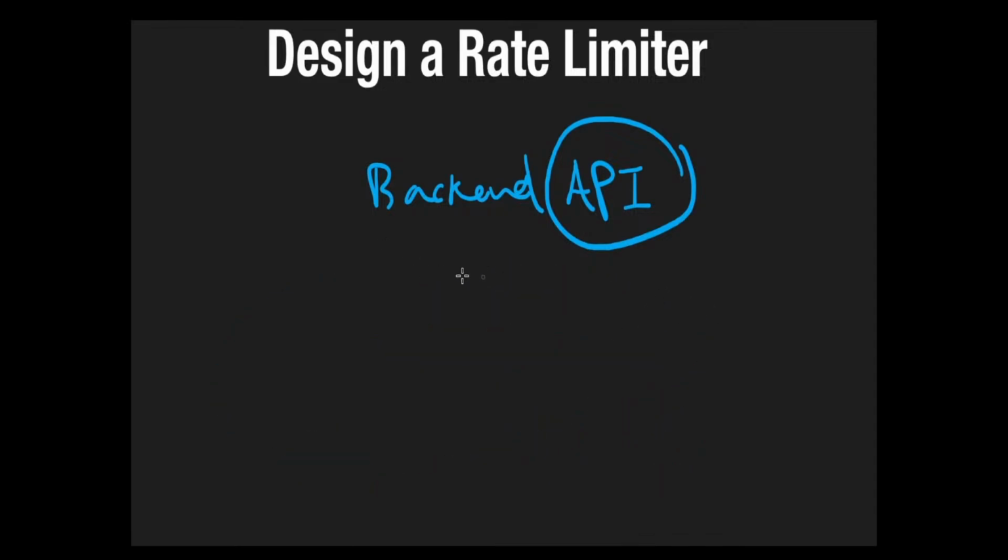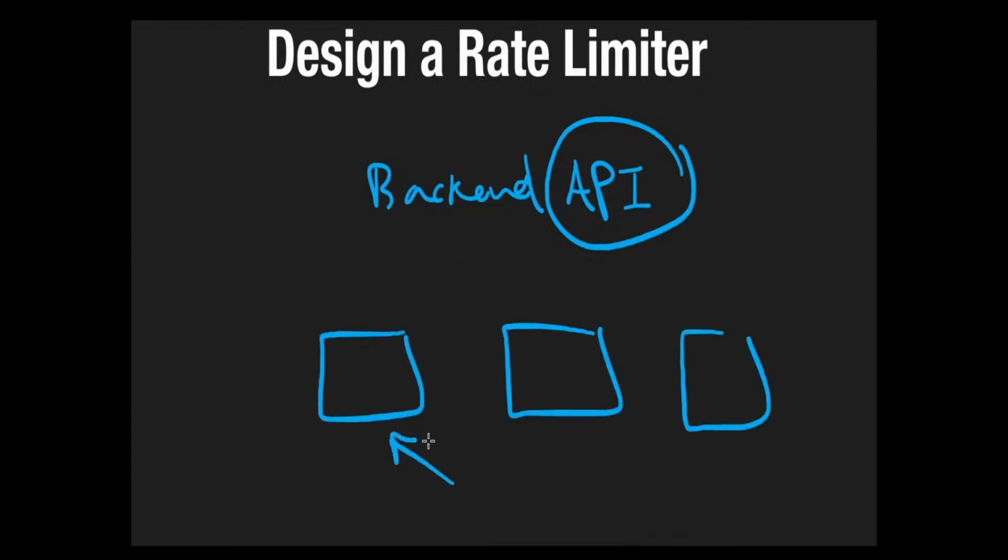So let's say we're trying to design this rate limiter such that it will be able to protect multiple microservices or APIs, and it should be reusable so that it can protect multiple APIs, so that we have to implement that rate limiter as a separate service.